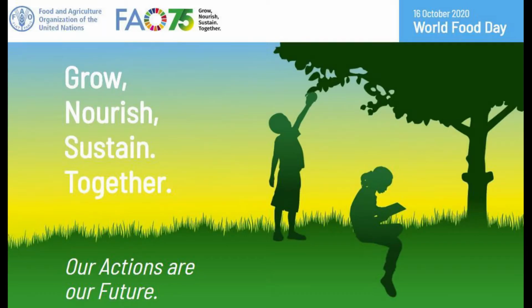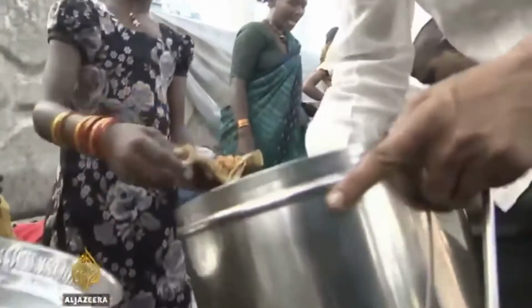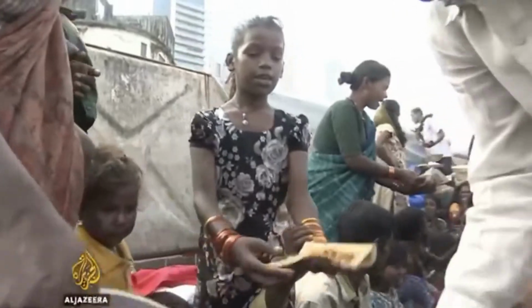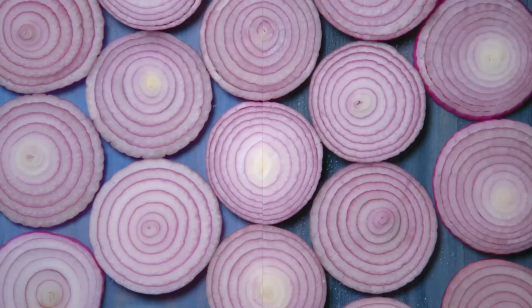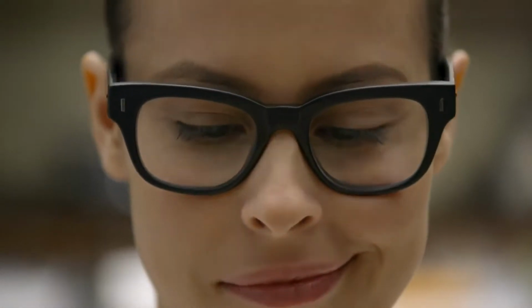The theme of World Food Day is Grow, Nourish, Sustain, Together. World Food Day is dedicated to help all populations, especially those who are vulnerable to starvation, to recover from the crisis. It helps to make the food system more resilient and deliver an affordable, healthy diet for all.